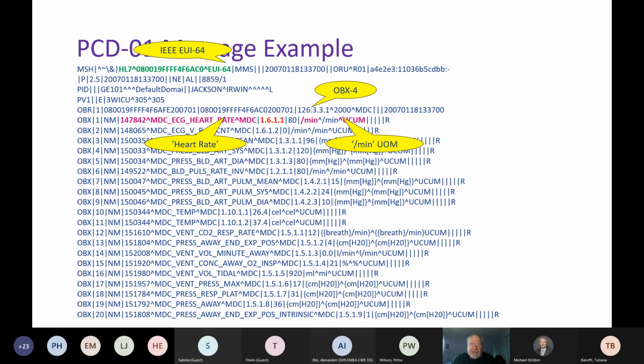And this is why we are very happy to contribute and to have personal devices addressed in the context of IHE, thanks to the support of the PCHA. Thank you very much.